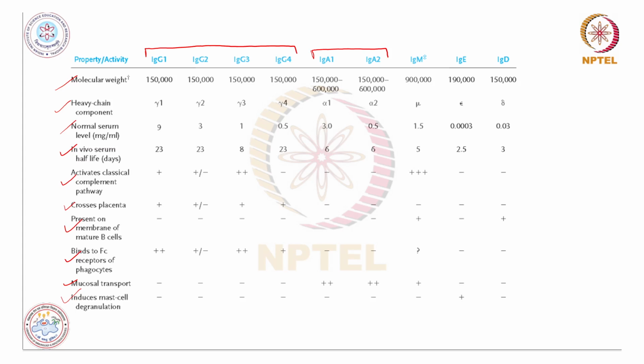Like this, IgG has the longest half-life in the serum. So IgG1, G2, and G4 have the longest half-life. And only IgE is responsible for inducing mast cell degranulation.